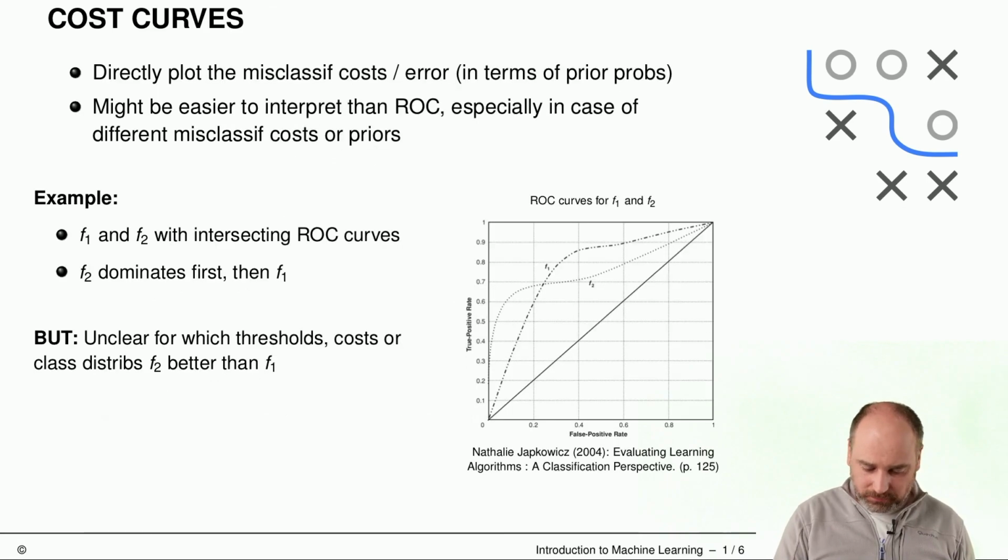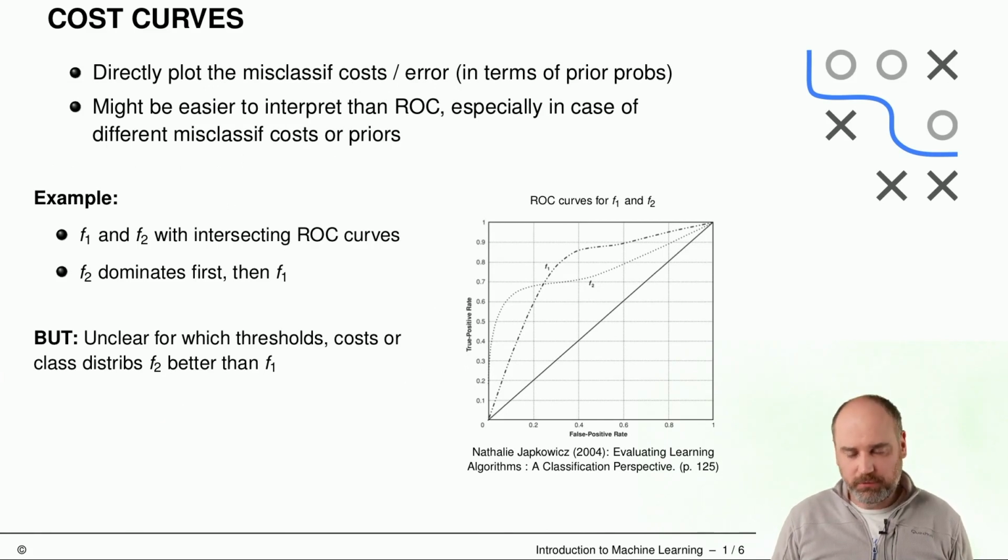So let's start. What's the idea behind cost curves? I already foreshadowed this a bit. We now want to directly plot the misclassification costs in terms of our prior probabilities.